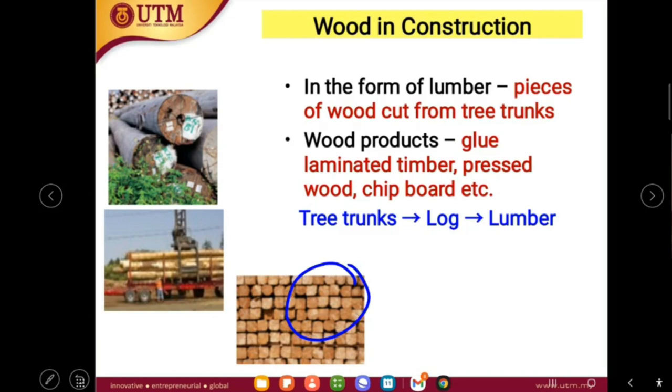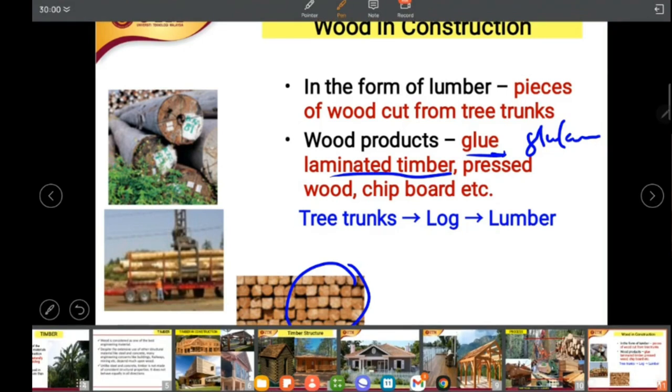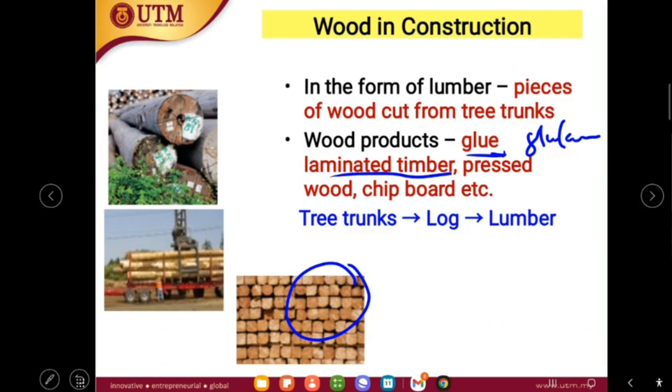So this one, I believe most of you already know, and we call it glulam, and we will talk about this later on. And then we have pressed wood, and then we have chipboard. So the normal production of wood products is from tree trunks to logs and then to lumber.